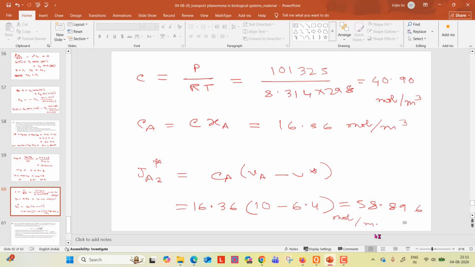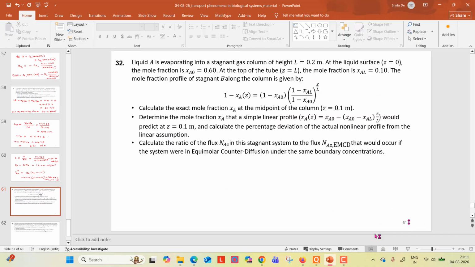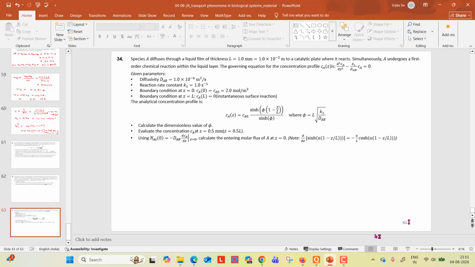If the values are not matching, please tell me. Okay. There are six questions. There are three more questions, I think, which I will be doing in the next class.